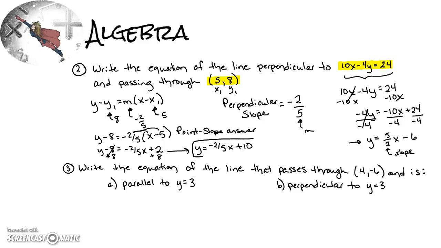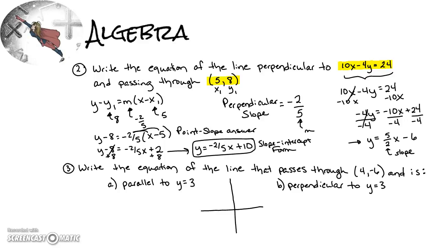And then this is our answer if you need it to be in slope-intercept form. So I'll just label that slope-intercept form. Okay, now the final thing down here is writing the equation of a line that passes through, and the point I gave is 4, -6, and is A, parallel to y equals 3, and part B, perpendicular to y equals 3. Well, it kind of helps to think of a graph when you're doing this kind of problem.